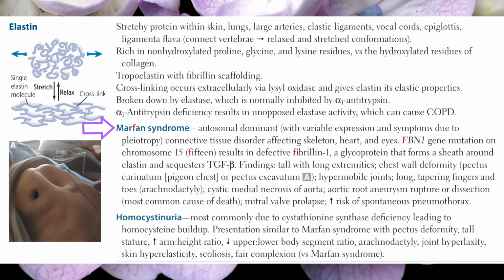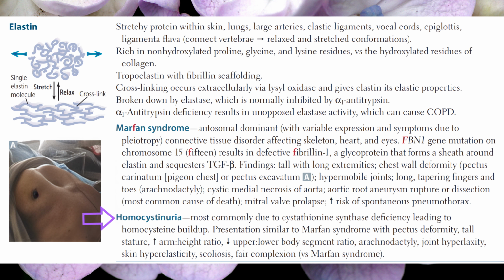Findings of Marfan syndrome: tall with long extremities, chest wall deformity, pectus carinatum, pigeon chest or pectus excavatum, hypermobile joints, long tapering fingers and toes, arachnodactyly, cystic medial necrosis of aorta, aortic root aneurysm rupture or dissection. It is the most common cause of death, with mitral valve prolapse and increased risk of spontaneous pneumothorax.